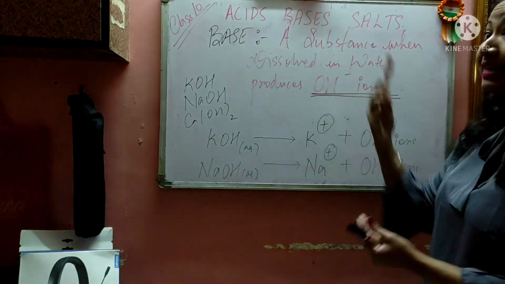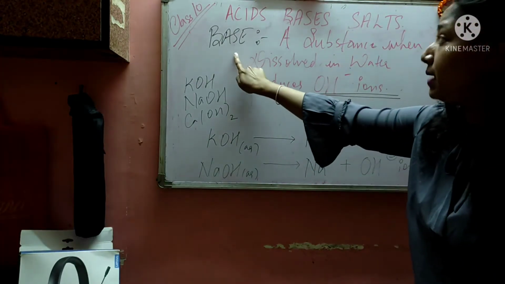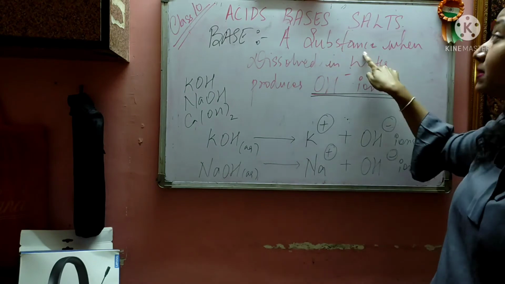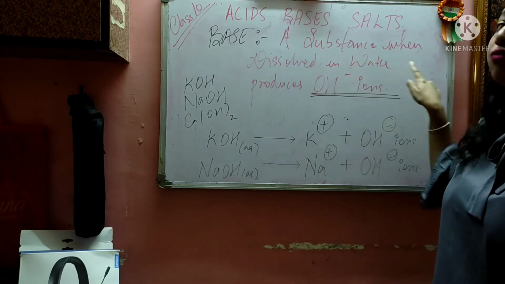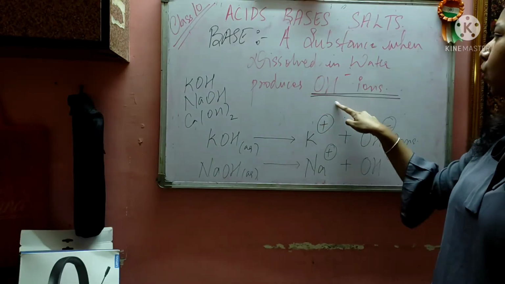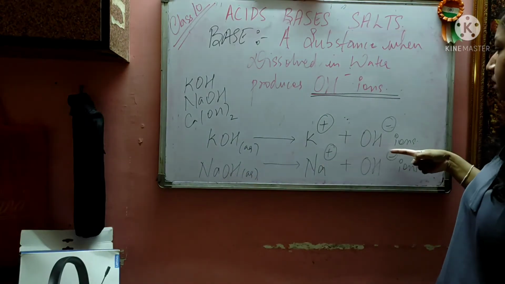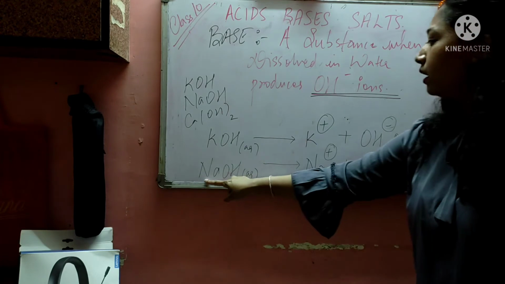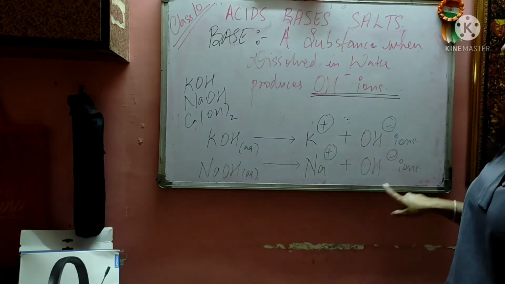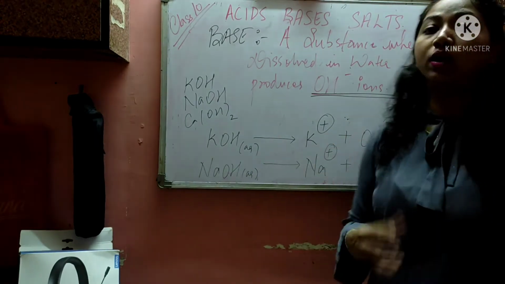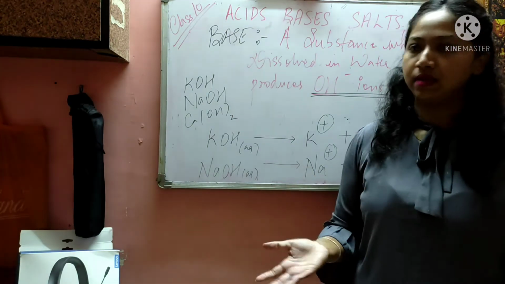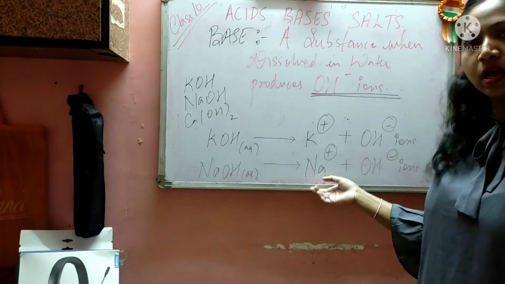So let's see the definition again. Base is a substance which, when dissolved in water, produces OH minus ions. See whether it is producing OH minus ions. Yes, it is producing. Here also it is producing OH minus ions. So this is a base, and these are examples of base.